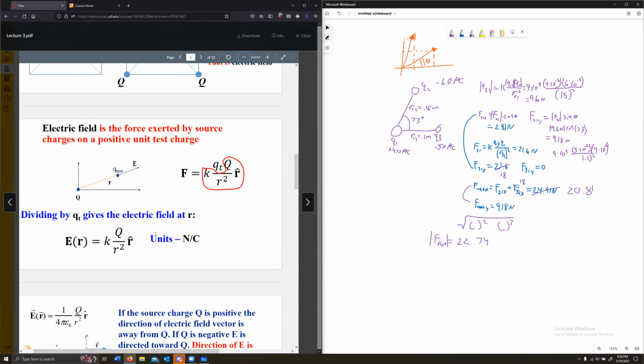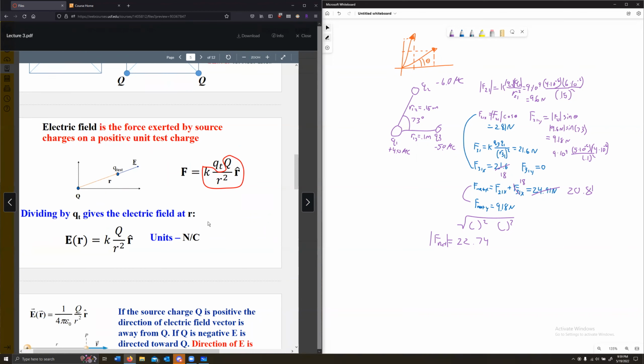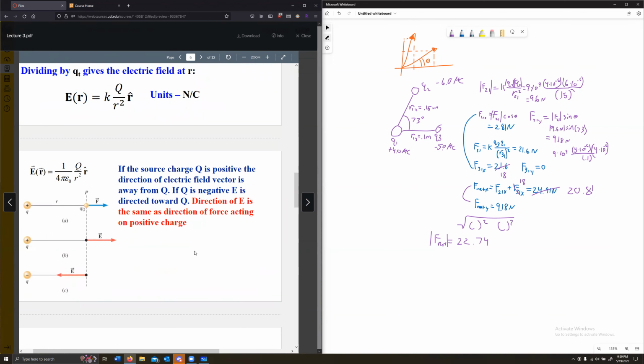Electric field is the force exerted by source charges on a positive unit test charge. And then we have this graph, which signifies something. I don't quite know, but it does signify something. Dividing by QT gives the electric field at R. Okay. So all this person did was remove QT from this equation, and that gives you the electric field at a certain position. Oh, okay, that makes sense.